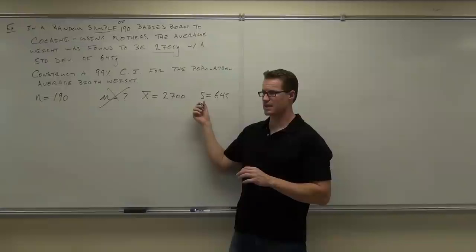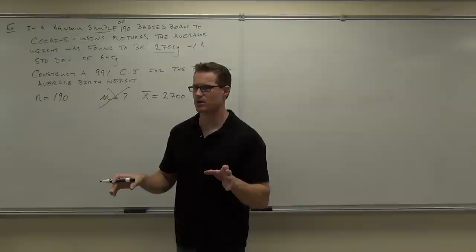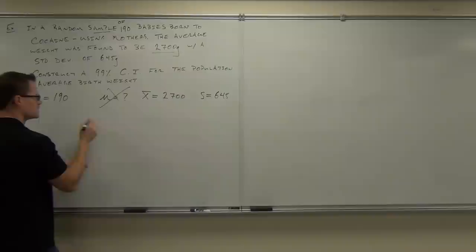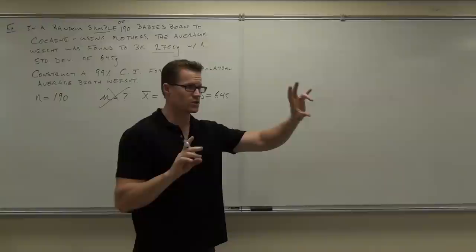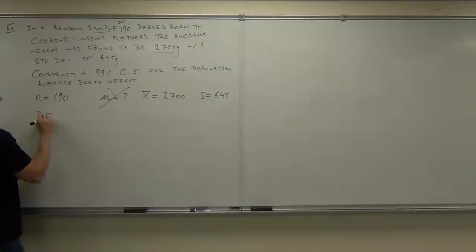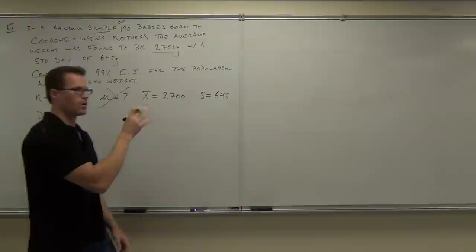I walked you through that last part of class, right? I had you follow that chart down. So this is S. That means we're going to be using a T critical value. But there's one more thing that we need that we don't need with a Z that we do need with a T. What is it? So that's right under here, degrees of freedom. What is it? 189. Okay, that's our first step.